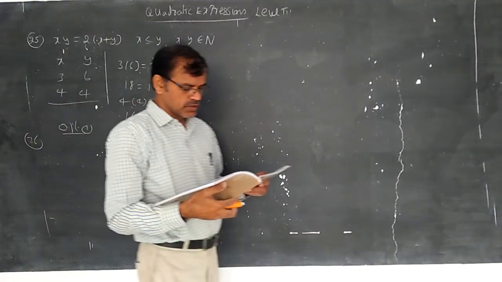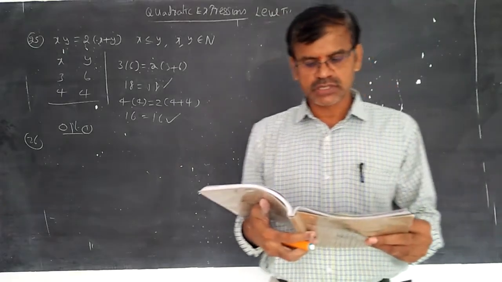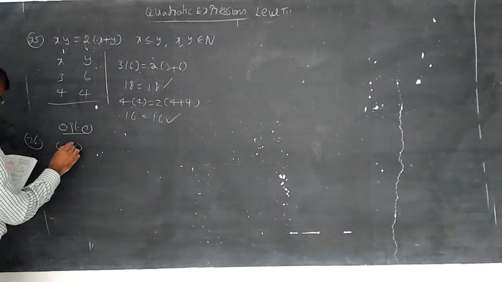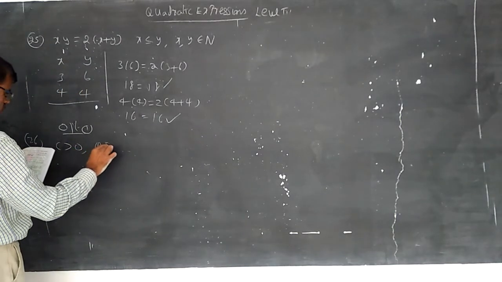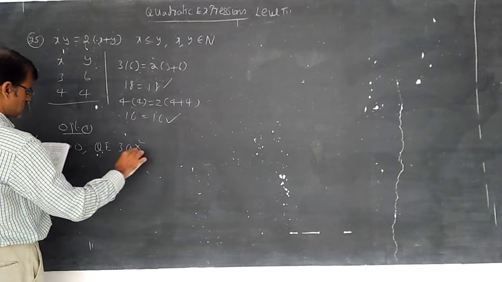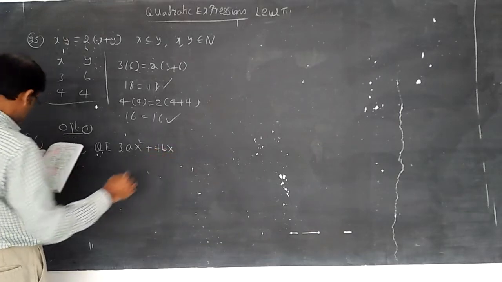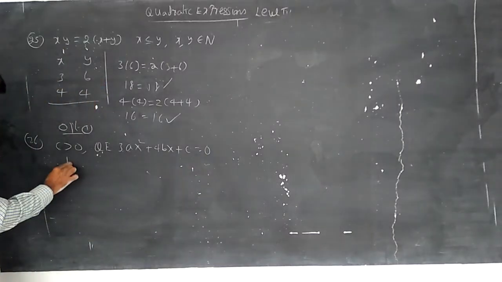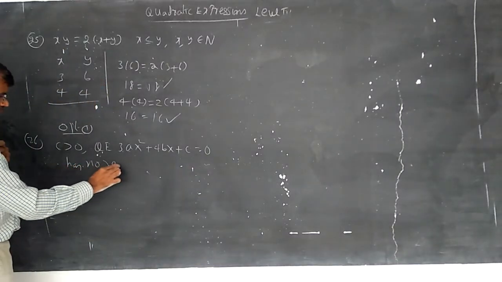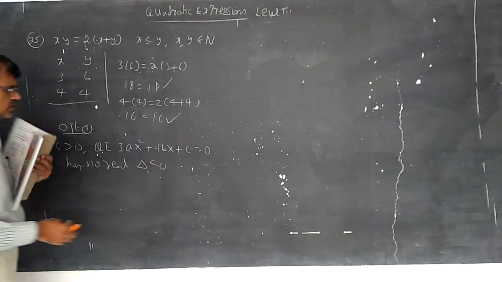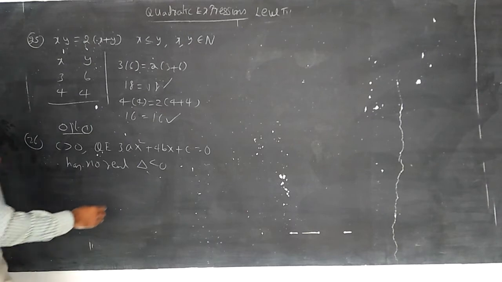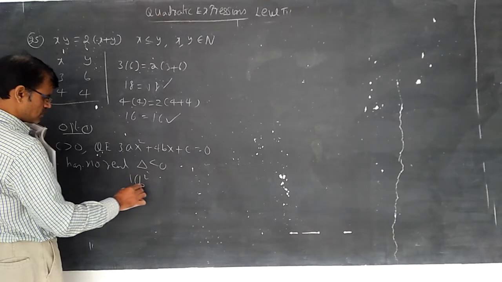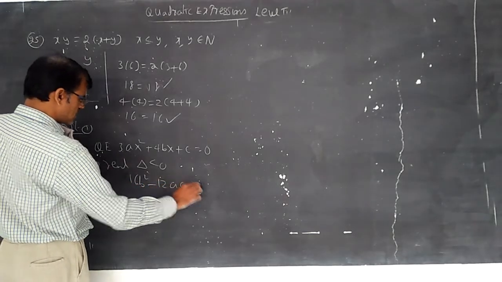26th question. If c greater than 0 and the equation 3ax square plus 4bx plus c equal to 0 has no real root, c greater than 0, quadratic equation 3ax square plus 4bx plus c is equal to 0 has no real root. Whenever a quadratic equation has no real root, you can use delta less than 0. So b square minus 4ac concept: 16b square minus 12ac less than 0.